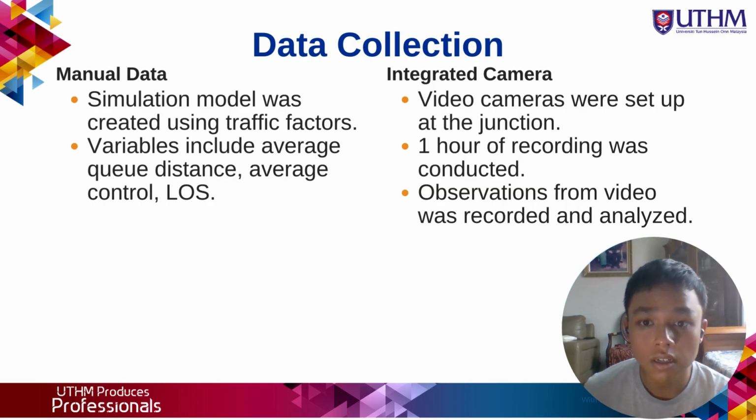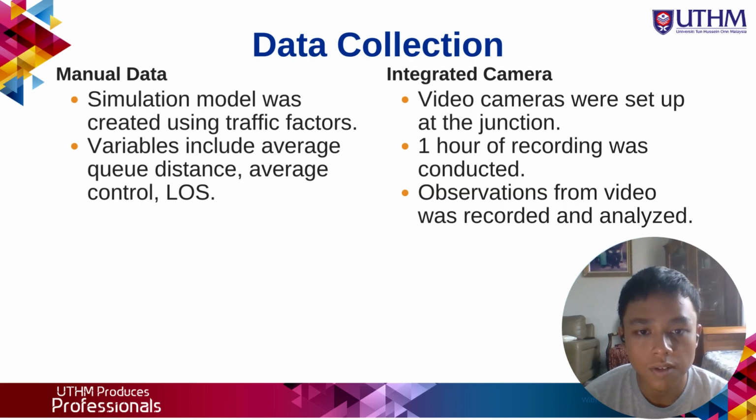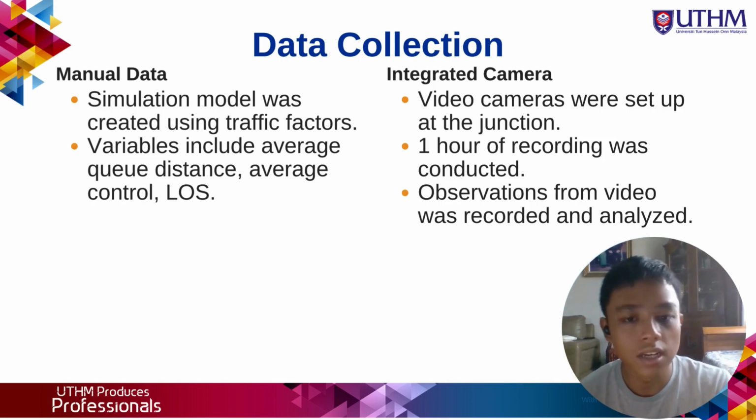For the manual data, a simulation model was created using the factors in the traffic. Variables included in the simulation model were the queue distance, the control, and LOS. For the integrated camera, video cameras were set up at the junction, and 1 hour of recording was conducted, and observations made from the video were observed and analyzed.